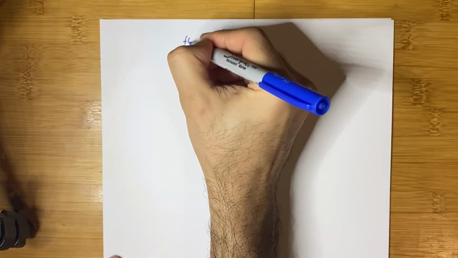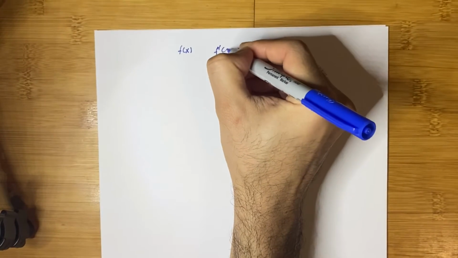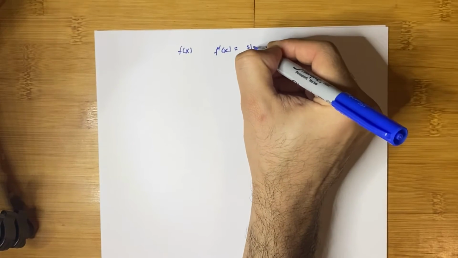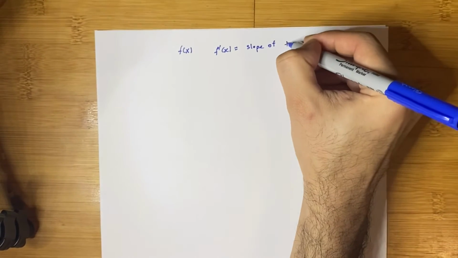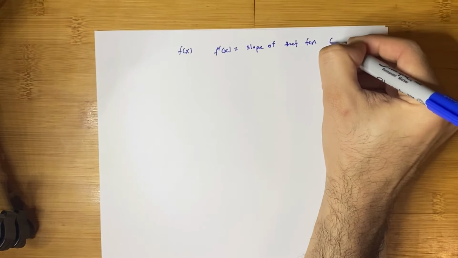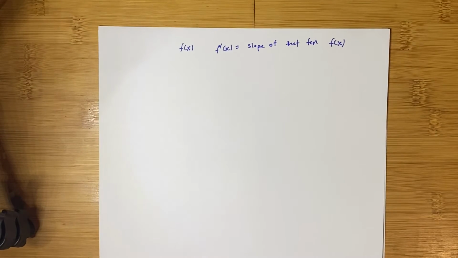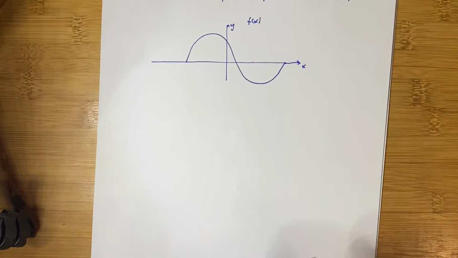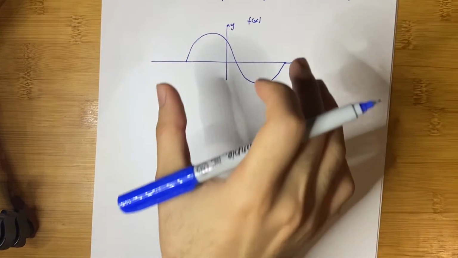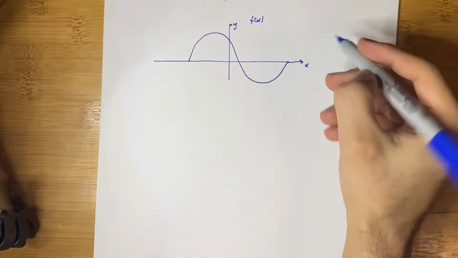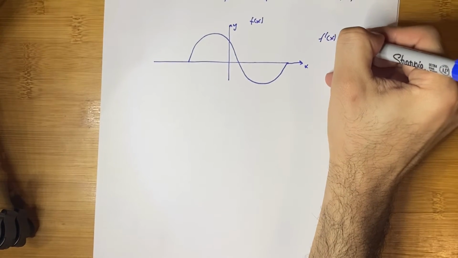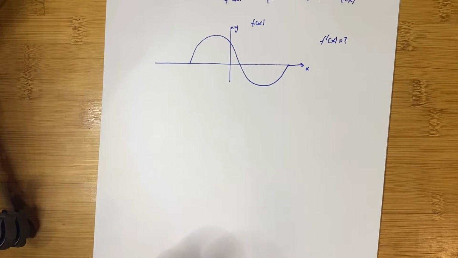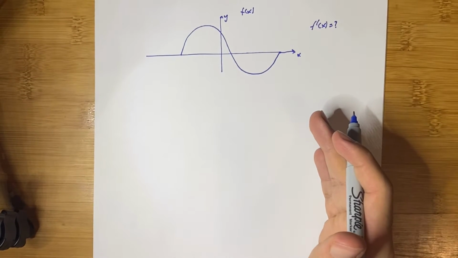So what is the derivative? Derivative again is the slope. So if we have f of x, the derivative will be the slope of that function, f of x. Okay? So let's do this example now. In this example, what we are given is f of x, and we want f prime of x graphically. So how can we do that?